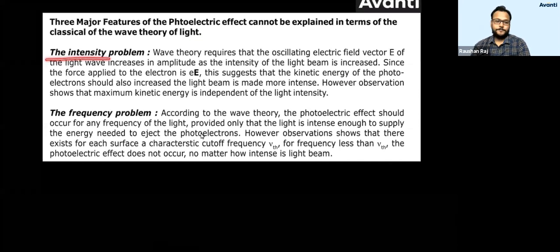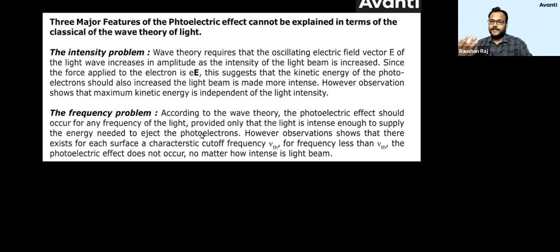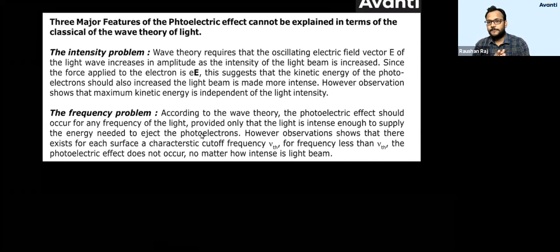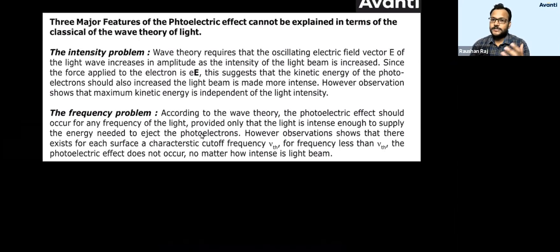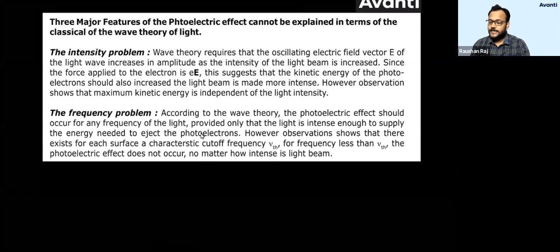The intensity problem. Wave theory suggested that if the intensity of light is high, the energy of the wave will be high. But this was discarded using the photoelectric effect phenomenon. When it was observed experimentally, if you increase the intensity but keep the frequency below a certain limit, what will happen? No photoelectrons come out of the surface. That means the energy is not related to intensity, but to the frequency.